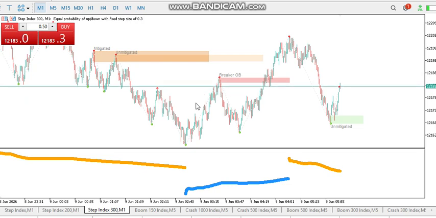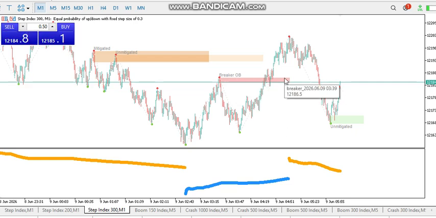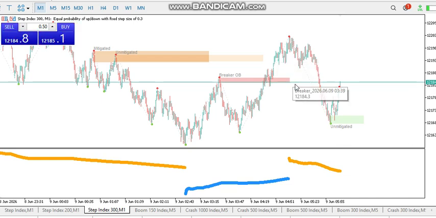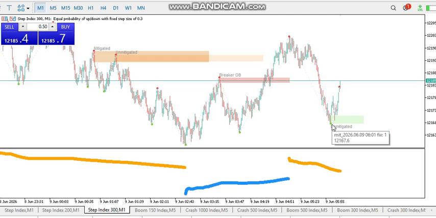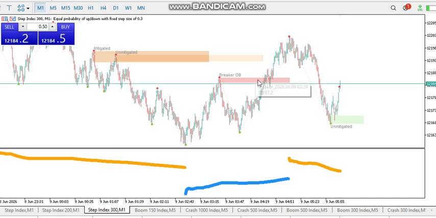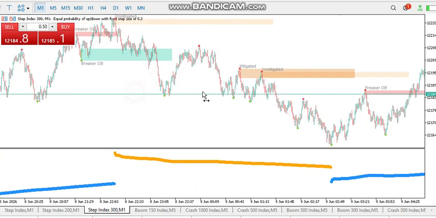So let me show you what has happened so far on our breaker on the Step Index 3 minutes. We can see that currently we don't have any trade to take, but you can see our breaker will be at this particular level, and we don't have any mitigate level on that spot. The one that we have here has already ended before the breaker appeared, so we might not take this level. We will only take the level when the mitigate level appears on the breaker OB.